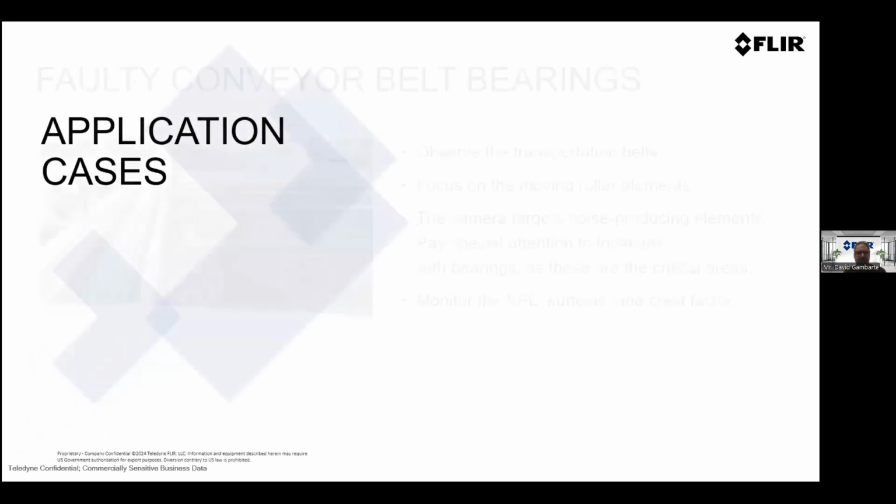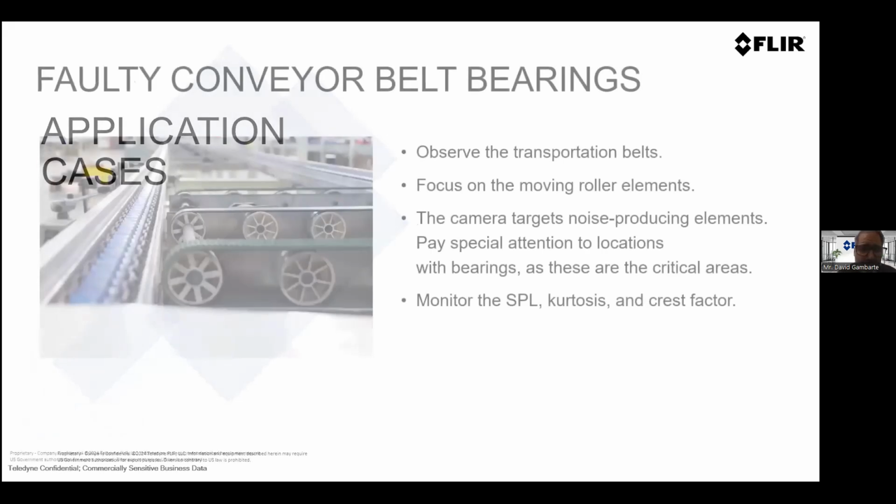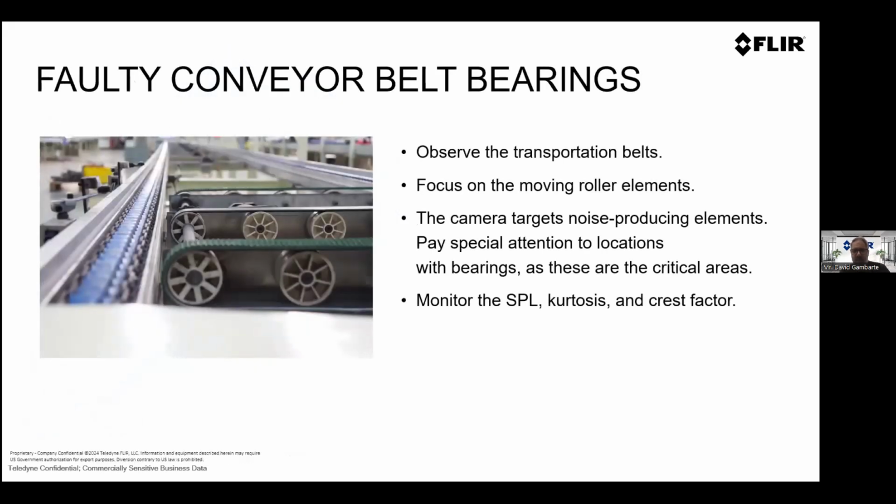Application cases. For example, faulty conveyor belt bearings, right? So observe the transportation belts, focus on the moving roller elements, as the camera targets noise-producing elements. Pay special attention to locations with bearings, as these are the critical areas, and monitor the SPL, as we said, kurtosis and crest factor, which will be shown on screen while you are inspecting.